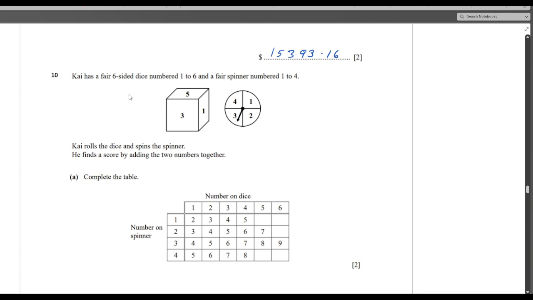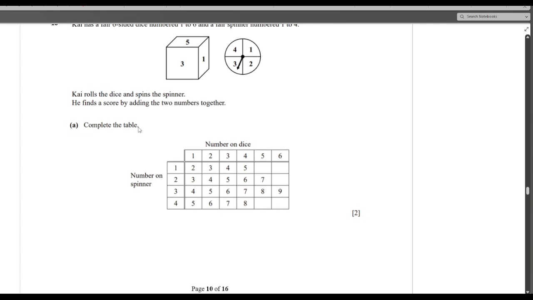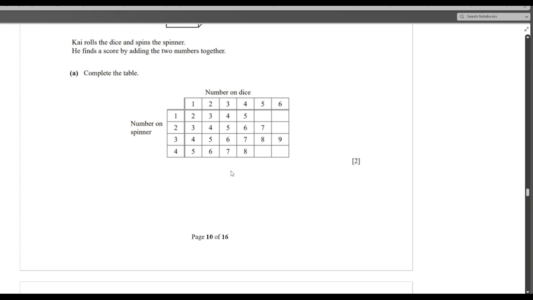Now K has a fair 6-sided dice, numbers 1 to 6, and a fair spinner, numbers 1 to 4. Now K rolls the dice and spins the spinner. He finds the score by adding the two numbers together. Complete the table. So here on spinner I'm getting 1, on dice I'm getting 5, so total is 5 plus 1, 6. Similarly here it is 6 plus 1, 7. Here it is 6 plus 2, 8. Here it is 4 plus 5, 9. And here it is 6 plus 4, 10.